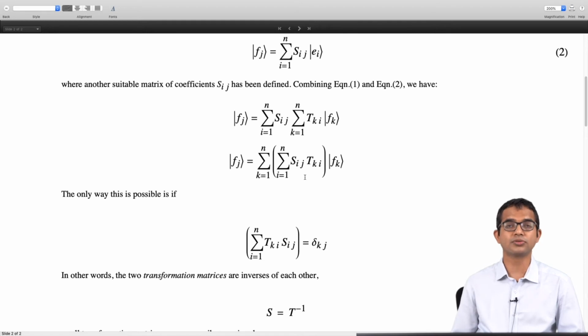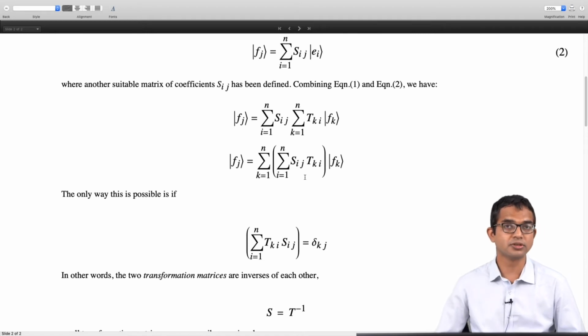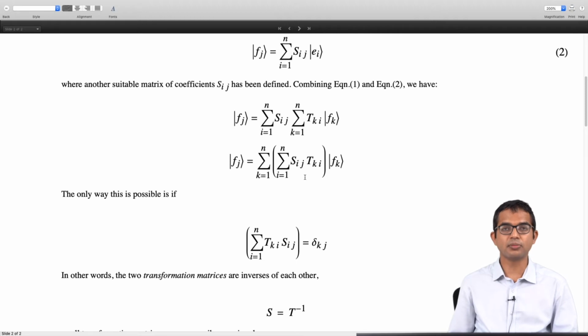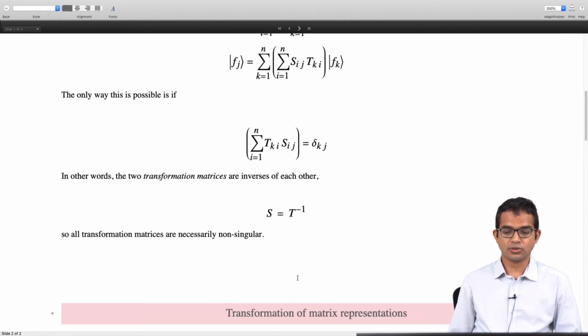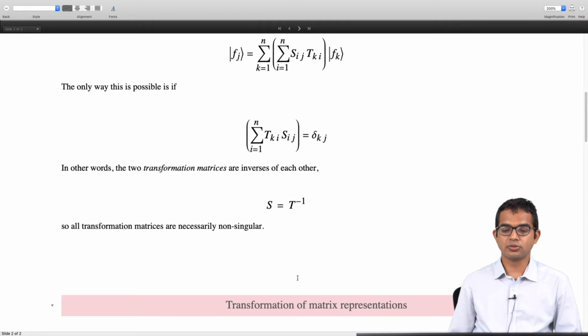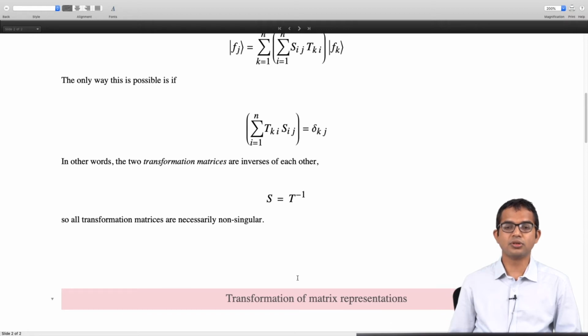So there is no loss of information in going from one basis to the other, right? That's what is meant by it being a change of basis. So necessarily both these transformation matrices are non-singular, right? A singular matrix is not invertible, as we know. So what happens to matrix representations? How do they transform?